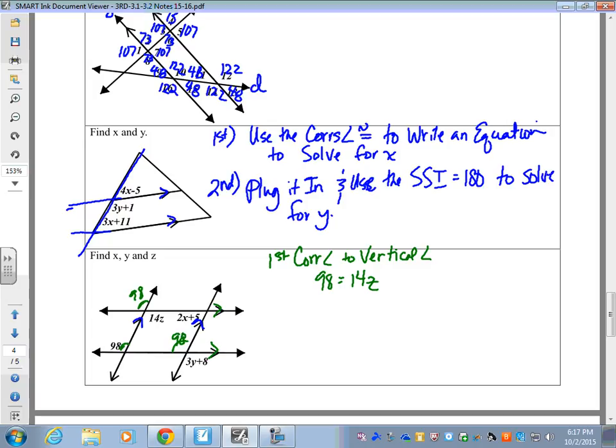So hopefully you're on the right track to at least get the z and the y, and now you're just using some other type of angle pair and its relationship, either that it's congruent or it's equal to 180, supplementary. And this is what I'm going to check on my day.